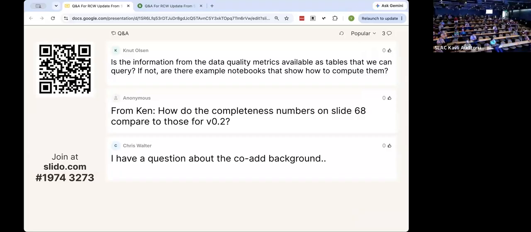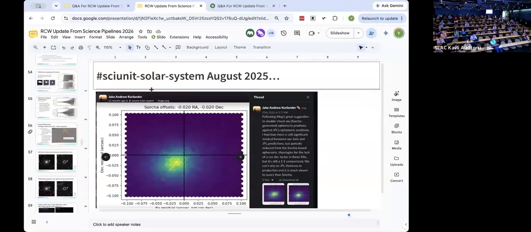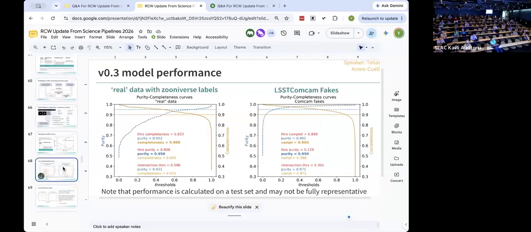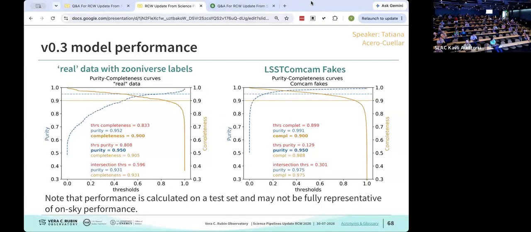The second question: how do the completeness numbers on slide 68 compare to those for version 0.2? I don't have the numbers at the top of my head, but the difference between the 0.2 and 0.3 on the real data was not very significant. The difference was more important for the fakes because the 0.2 didn't include the fakes. So the 0.2 model was very biased against a low signal to noise ratio. So that's why the 0.2 has a very short life.